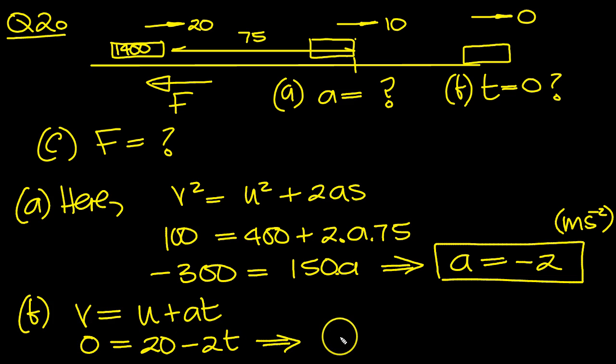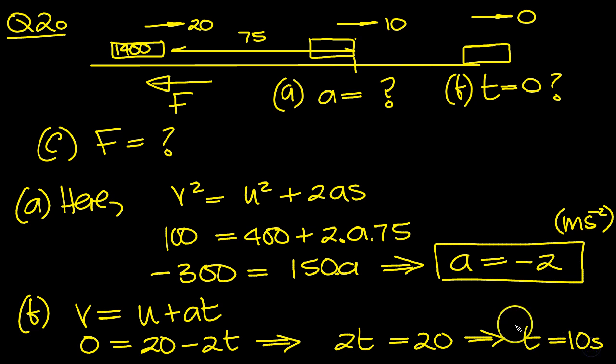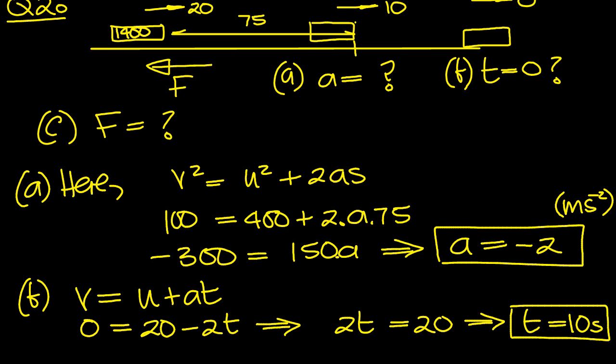Move the minus 2t over to plus 2t. Leave the 20 as is. And then move the 2 from times down to divide. 20 over 2 is 10. So t is 10 seconds. So there's the time. Part C now, the force.